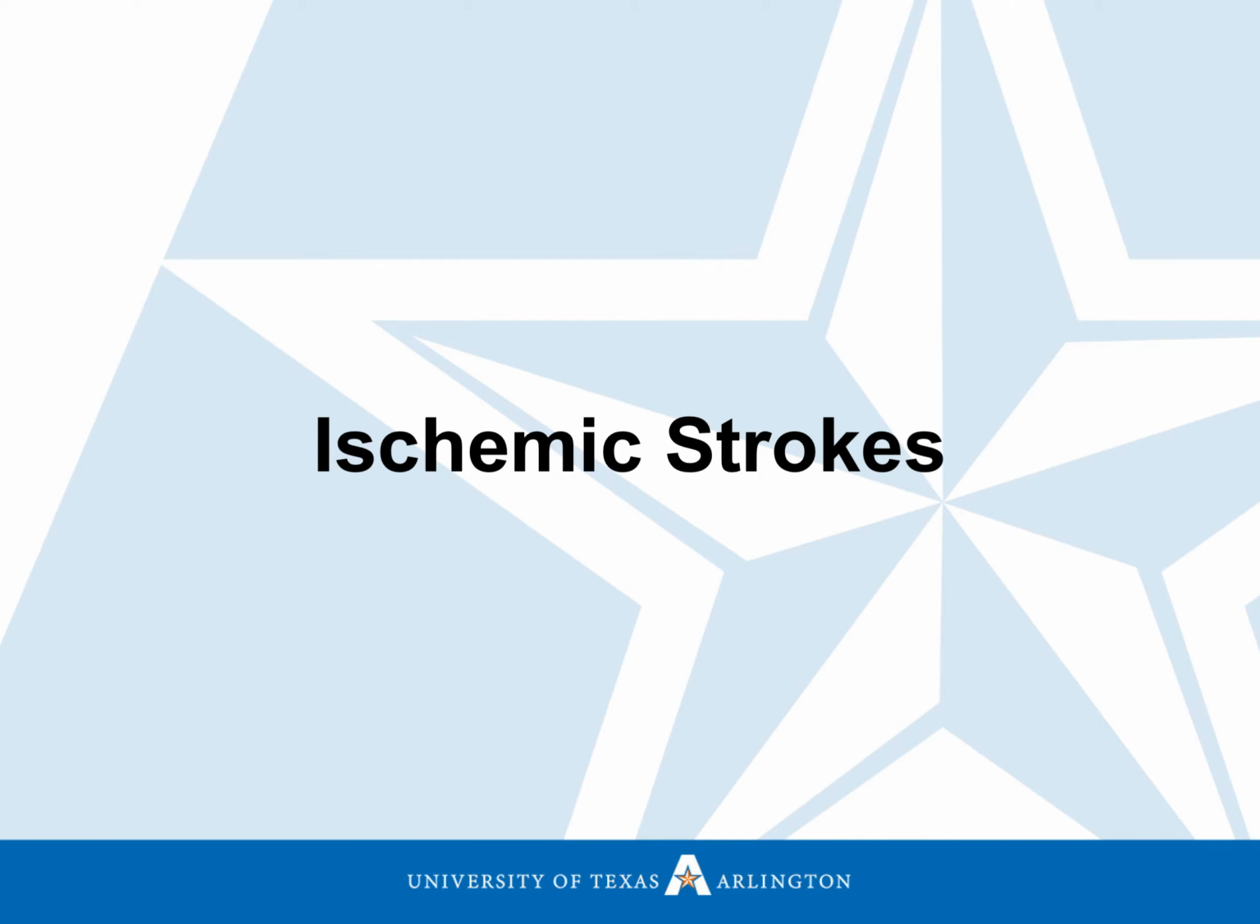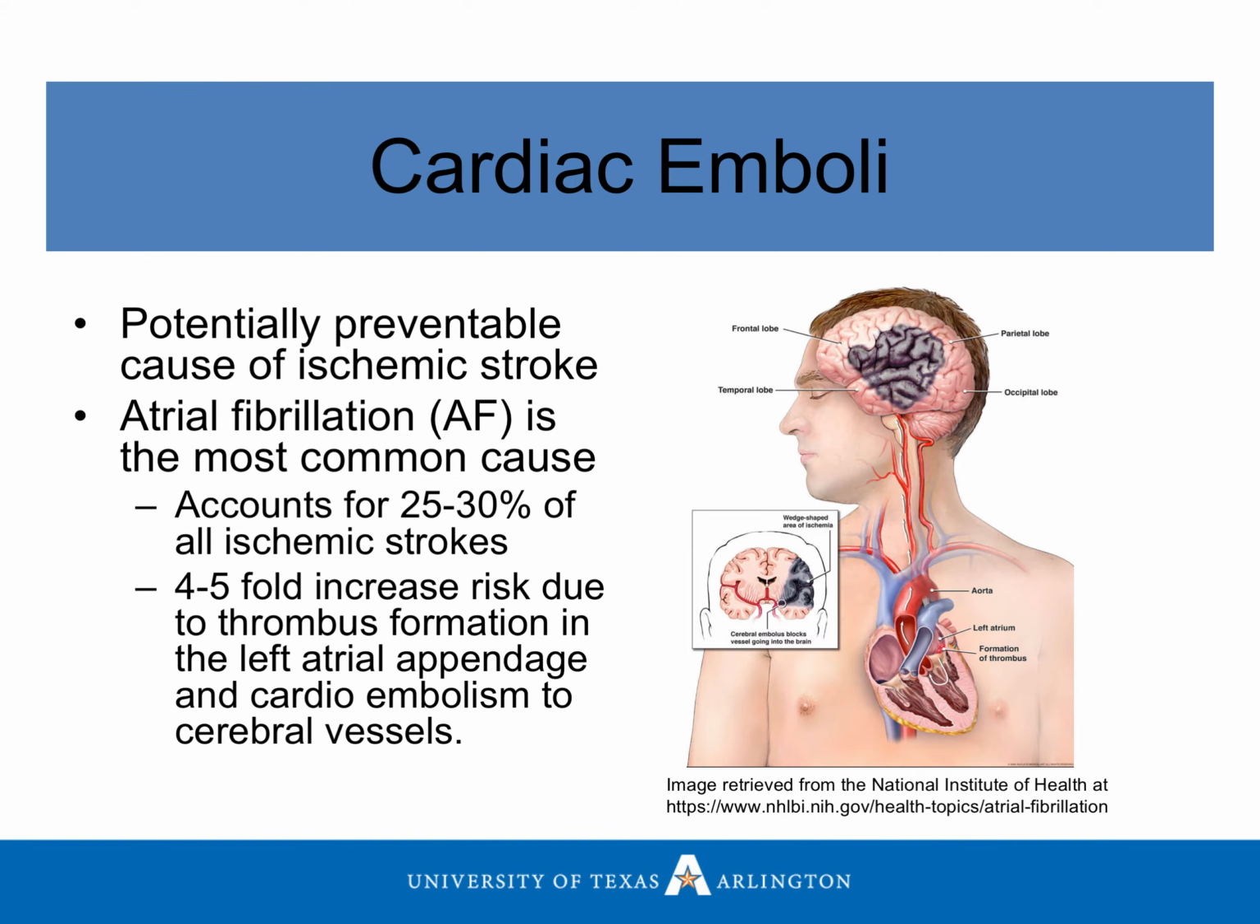We'll start with talking about the ischemic strokes. First, the cardiac emboli stroke. This is potentially preventable, and it is usually caused by atrial fibrillation; about 25 to 30% of all ischemic strokes are due to atrial fibrillation. There's a 4 to 5-fold increased risk, and the reason for such a high risk in individuals who have AFib is that clots form in the left atrium, and then that blood is pumped out and can go straight into the brain and block blood flow.